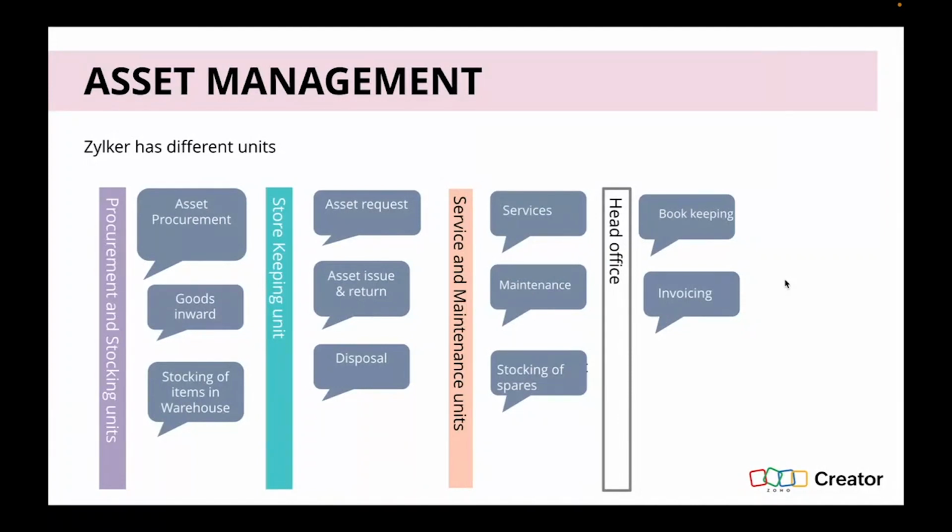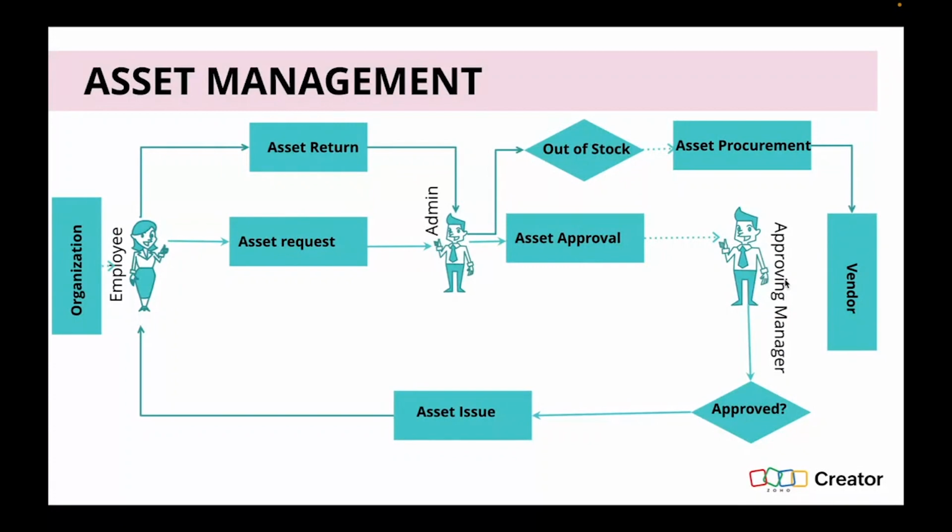So coming to the third one, the service and maintenance unit, where you place the assets for services and maintenance, and we can also stock the spares. And the next one is the head office, where we maintain all the accounting transactions, and also we raise the invoices. So coming to the process flow, let's say the organization employee wants to raise an asset request.